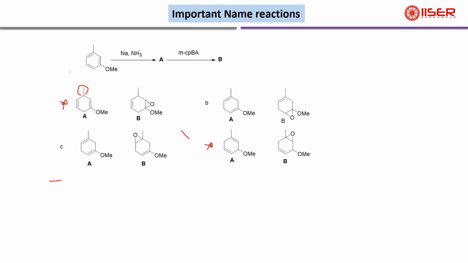Now the next option is MCPBA, which will undergo the epoxidation. Which double bond will undergo epoxidation? This one or this one? We know that in MCPBA epoxidation always takes place at the electron rich double bond. Whichever double bond is highly electron rich, that double bond will react with MCPBA to give us the epoxide. So between these two double bonds, which one is more electron rich? Obviously the double bond with OMe, because of the high electron donating nature of this OMe. This double bond is the most electron rich. So the correct option is option B.